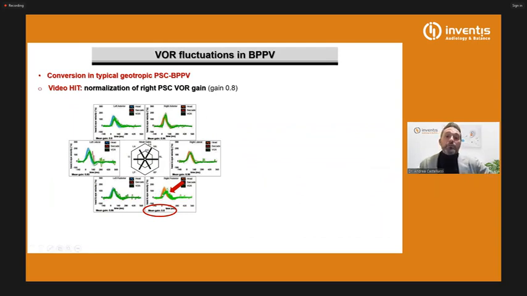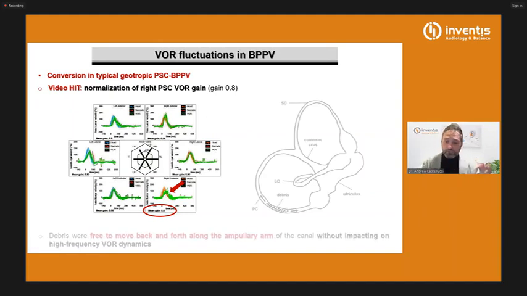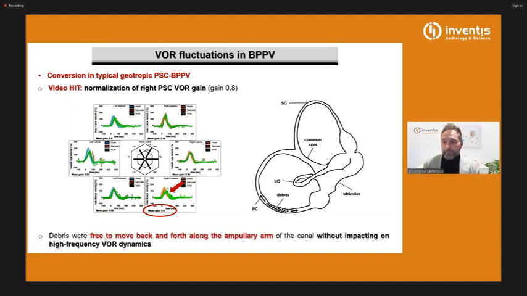The VOR gain was normalized because now otoconia are free to float along the canal, and debris were free to move back and forth along the ampullary arm of the canal without impacting on the high-frequency VOR dynamics. So the VOR gain was slightly affected before, when we have a persistent position of the albino nystagmus. Now in this phase of this lithiasis, when we have a paroxysmal nystagmus typical of BPPV, now VOR gain recovered.